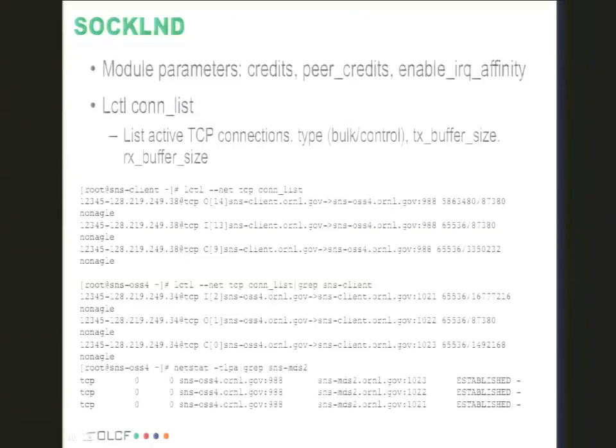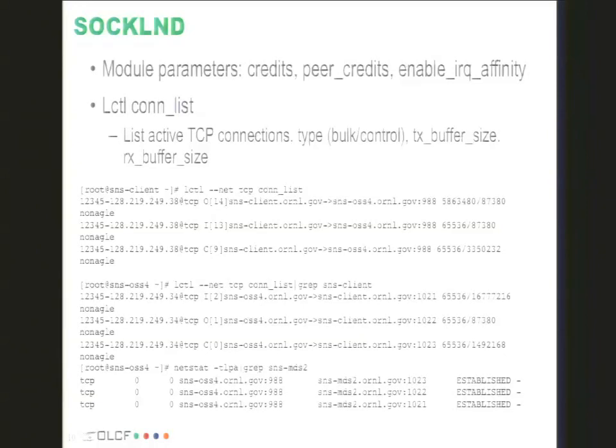So now getting into SOCKLND stuff, your knobs that you can tune with the SOCKLND are credits and peer credits. There's enable IRQ affinity. That's something to look at. We didn't need to mess with that for our situation. But briefly, to get a little information, what we can do from LCTL, we can do a conn_list, and it will show us all the connections that Lustre establishes.